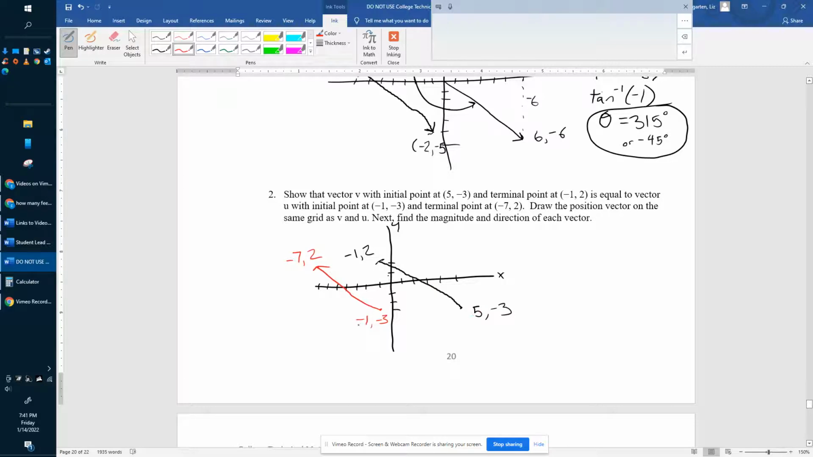The difference between 5 and -1 is 6 places. Same thing with the top. The difference between -1 and -7 is 6 places. So their length should be the same, their magnitude should be the same, their direction should be the same. So just reasoning it out, these two are equivalent vectors.